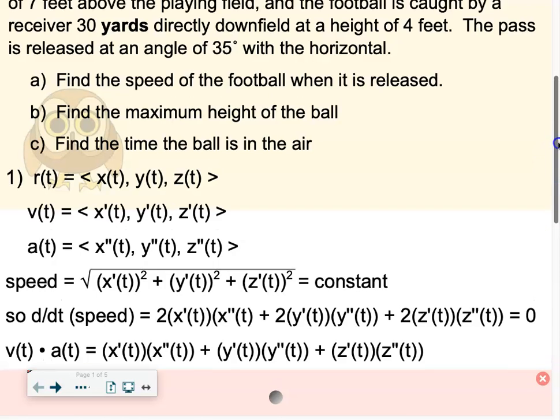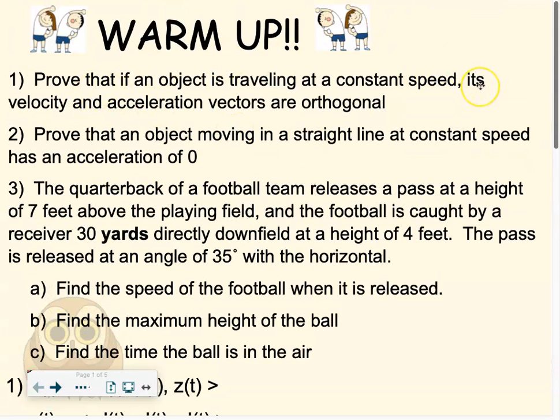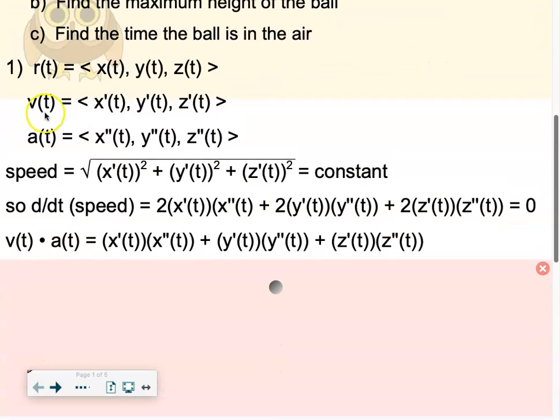So for purposes of the recording, I'm just going to mention that we just finished proving that if an object travels at constant speed, its velocity and acceleration vectors are orthogonal. How do you prove that? You write out the three vectors, your position, velocity, acceleration. You write out a function for your speed. You find the derivative of the speed, and because the speed is a constant, the derivative would be 0. When you divide all the 2's out, what you end up with for the derivative of the speed is the dot product of v and a. Therefore, the dot product equals 0, and the vectors are orthogonal.